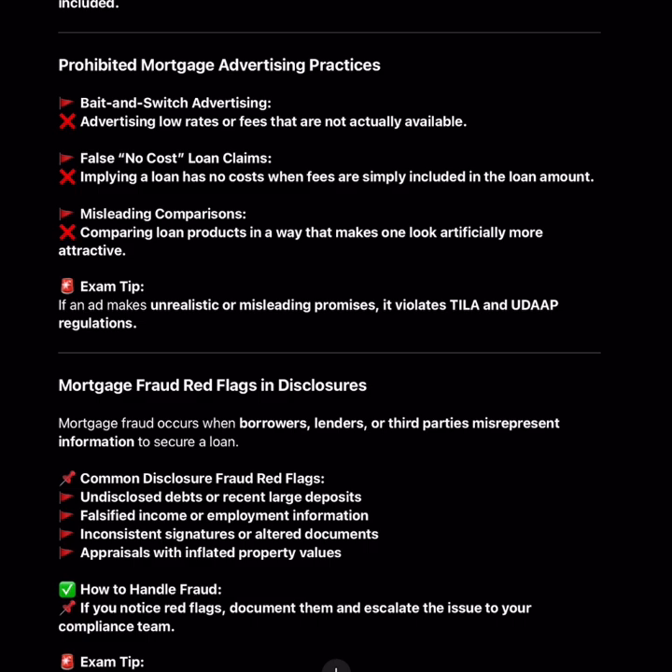Mortgage fraud red flags and disclosures. Mortgage fraud occurs when borrowers, lenders, or third parties misrepresent information to secure a loan. Common disclosure fraud red flags: undisclosed debts or recent large deposits, falsified income or employment information, inconsistent signatures or altered documents, appraisals with inflated property values. How to handle fraud: if you notice red flags, document them and escalate the issue to your compliance team.